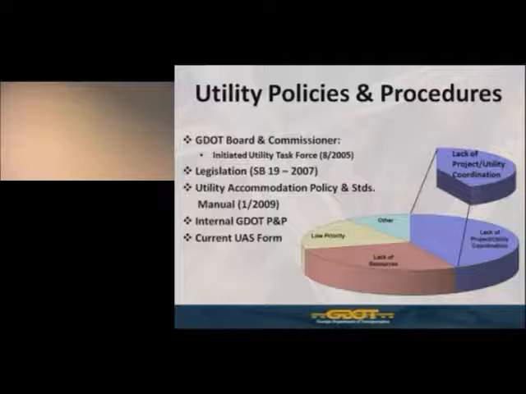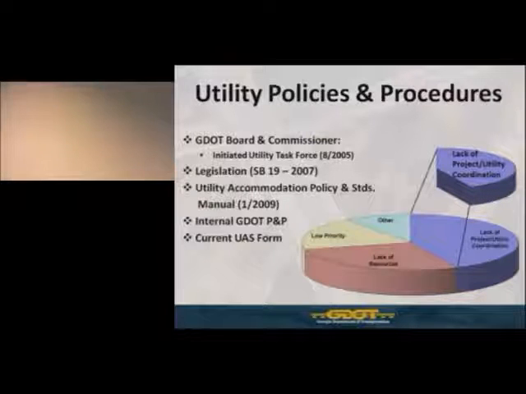The Utility Accommodations Policy and Standards Manual, the current one, went into effect January 2009. As I mentioned earlier, that was the first update since 1988 and was a massive undertaking. It took several years to get all that in place. The internal GDOT policies and procedures, as I mentioned, we reviewed and modified dozens of those, including reviewing well over 100 of those to ensure there were no conflicts and to make changes to bring everything up to date.